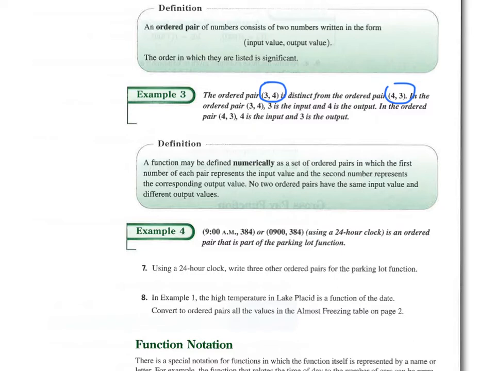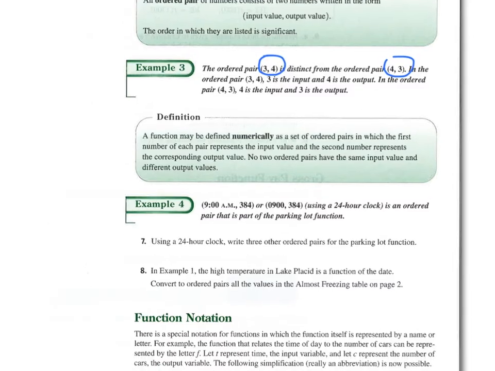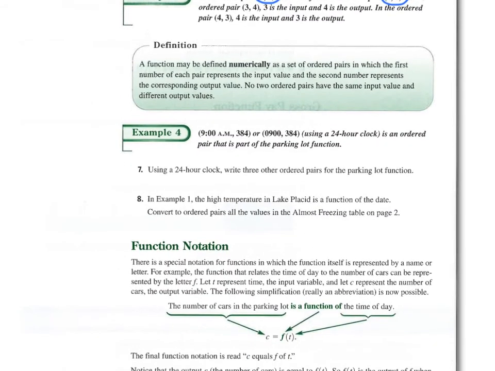So let's look down here. Okay, so I'm going to take a couple of those. I'm looking at number 7. So using a 24-hour clock, they're just having us write down a couple ordered pairs. When they say 24-hour clock, they're just asking you for military time. Okay, so I'm going to give a couple ordered pairs.